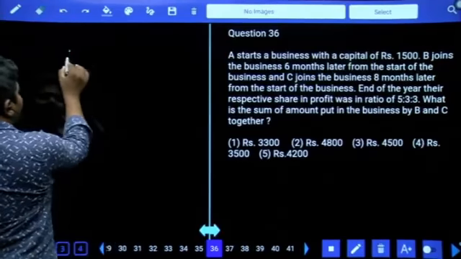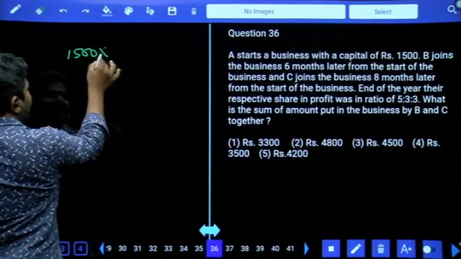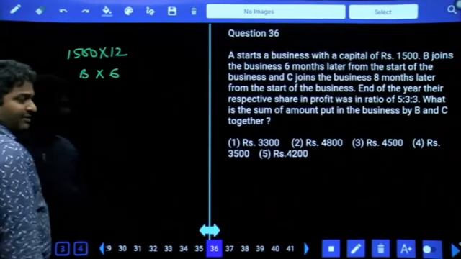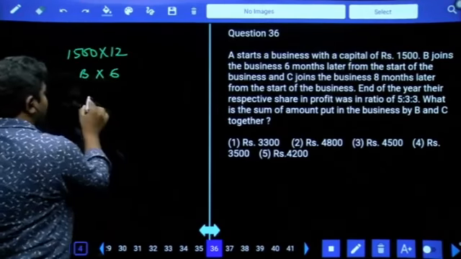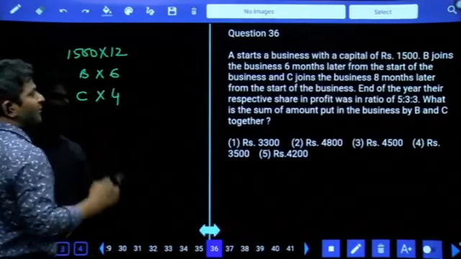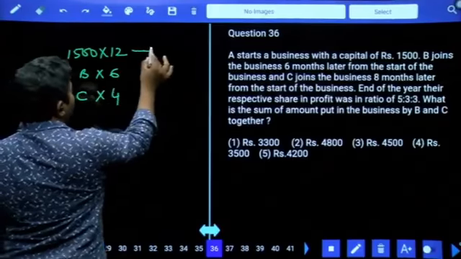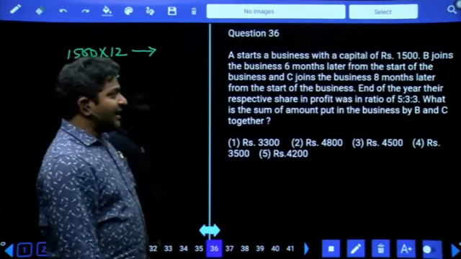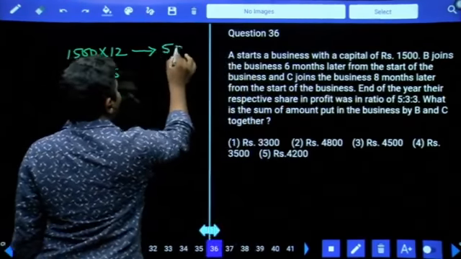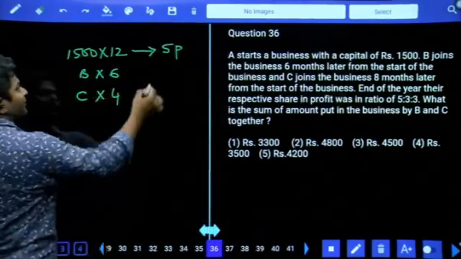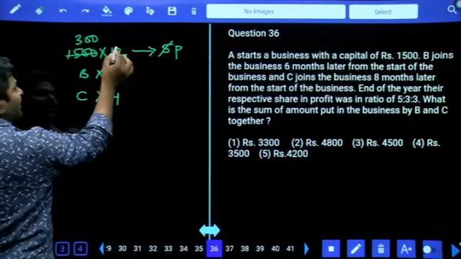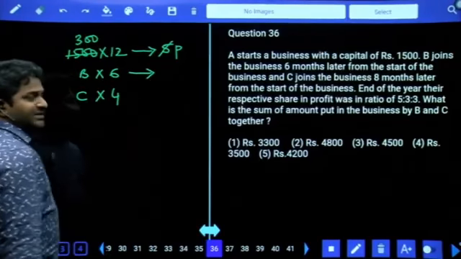Now A started with 1500, invested for 12 months. B joined after 6 months. He will invest for 6 months. C invested C rupees and he joined after 8 months. So he will be there for only 4 months. And now according to this, A received 5 parts. From this, let us calculate what one part value is. 5 parts is 300 times 12, that is equal to 3600.